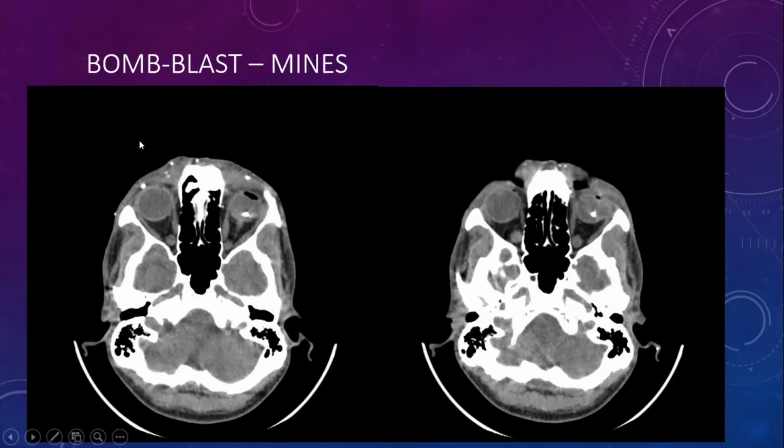There were multiple metallic pieces noted inside the globe on the left side with pneumo-orbit, and on the right side in the periorbital area and multiple soft tissues. These hyperdense dot lesions that we are seeing are metallic foreign bodies. Mainly they come from bomb blasts in the mines, and CT is definitely the best modality for this. In cases like this, if MRI is done, definitely these pieces will dislodge. We don't know in which direction the metallic pieces will go. So we have to be very careful when choosing between CT and MR.